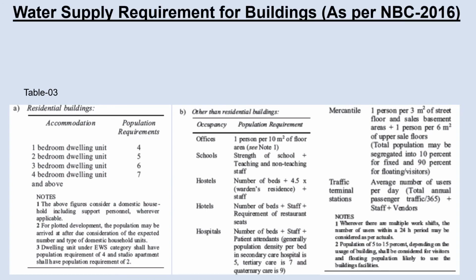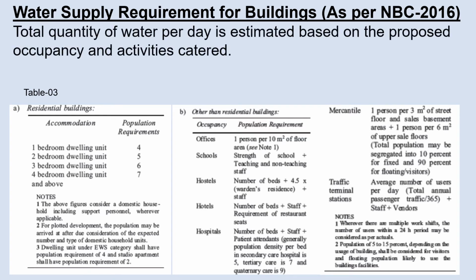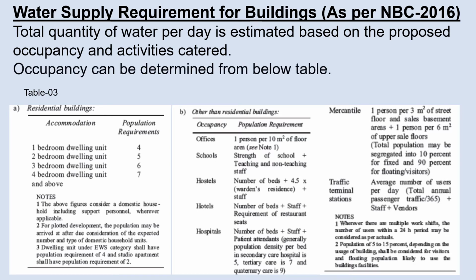Water supply requirement for buildings as per National Building Code 2016. Total quantity of water per day is estimated based on proposed occupancy and activities catered. Occupancy can be determined from the table below.